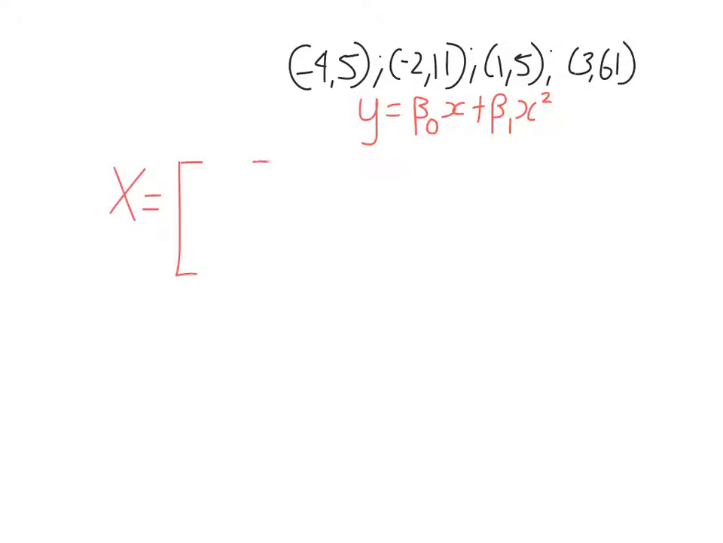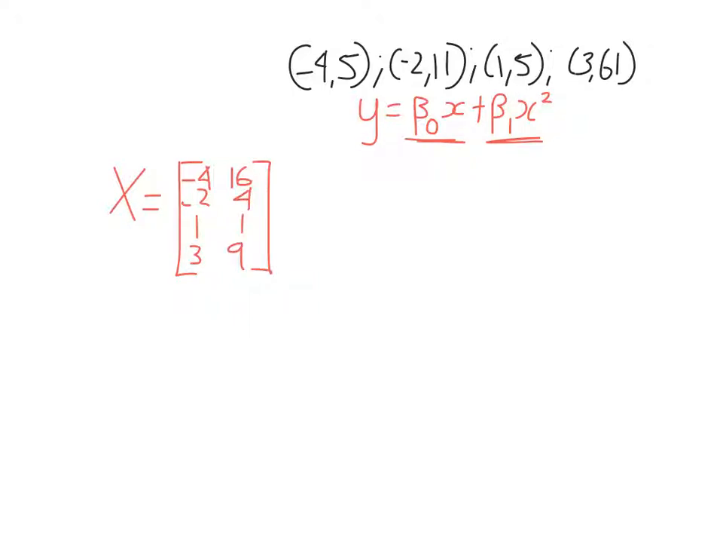So in the first column is going to go this. We want beta naught times X, so we just put the X values of -4, -2, 1, and 3. In the second column, we want to account for this. So we're actually going to put the x squared value. So -4 squared, -2 all squared, 1 squared, and 3 squared.